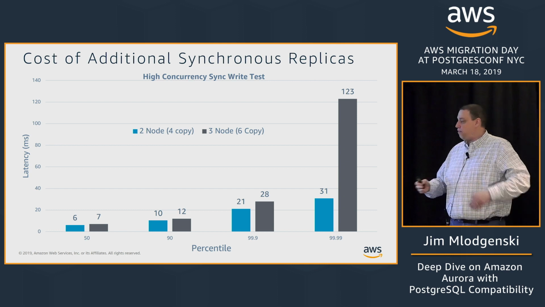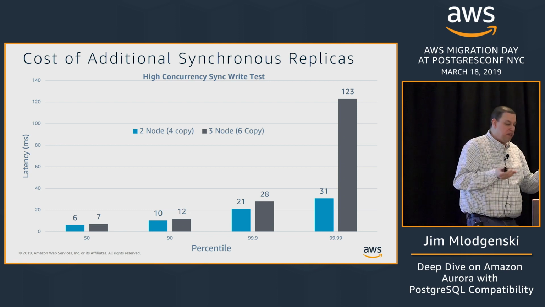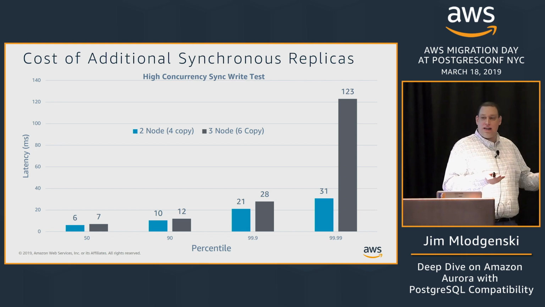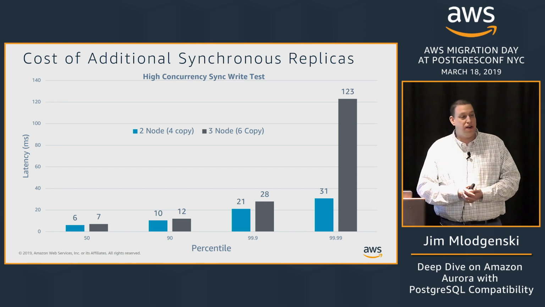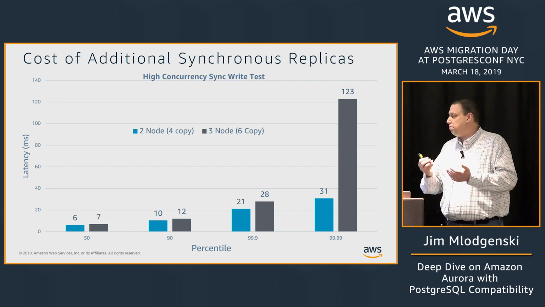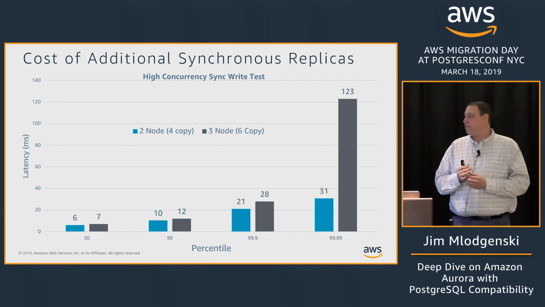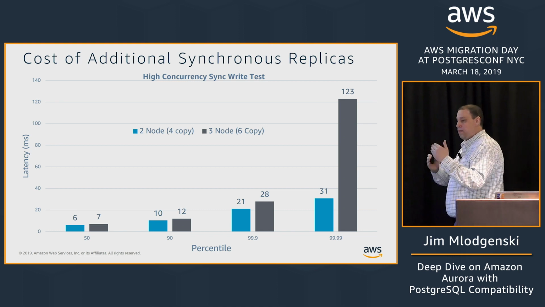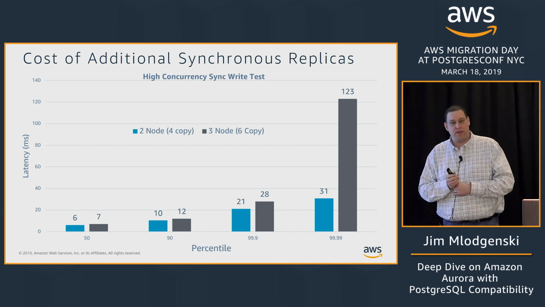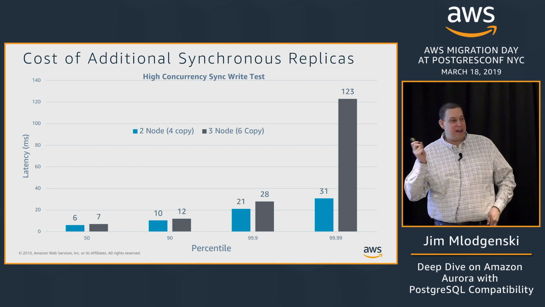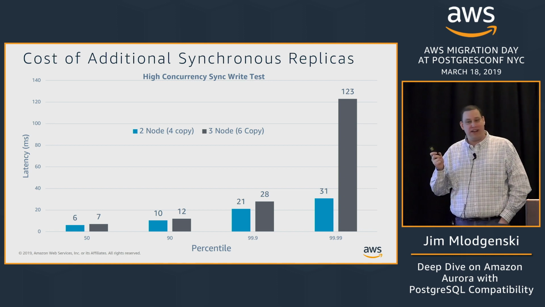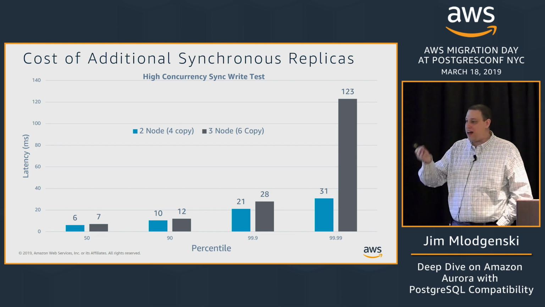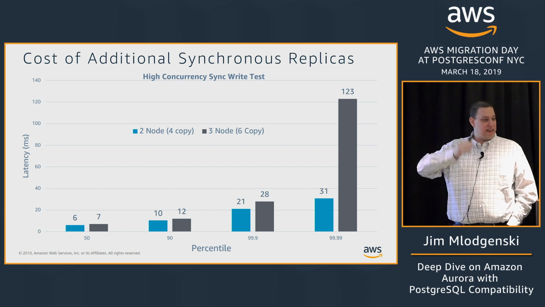So at the 50th percentile, the difference between 2 and 3 replicas is 6 milliseconds versus 7. Really not that big of a difference. If you wanted that extra availability, great. You're giving up 1 millisecond, big deal. And even as you go to 90 or 99.9, you might be able to make that trade of 22 versus 28. But that 99.9, that 1 in 10,000 transactions, is 4 times longer. You get a lot of jitter.